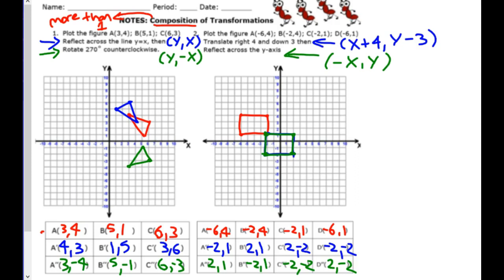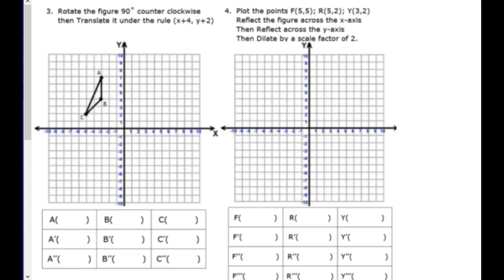Now, we're going to take off a little bit of the training wheels on number 3, but let's flip it over. Look at number 3. What's different about 3?